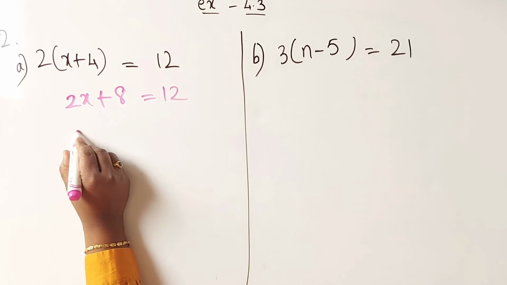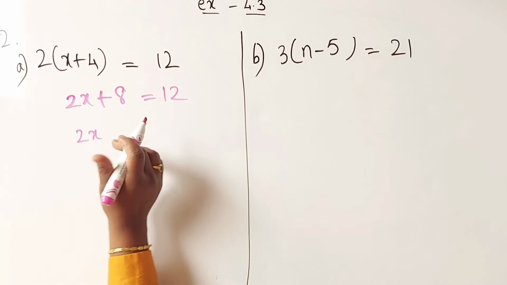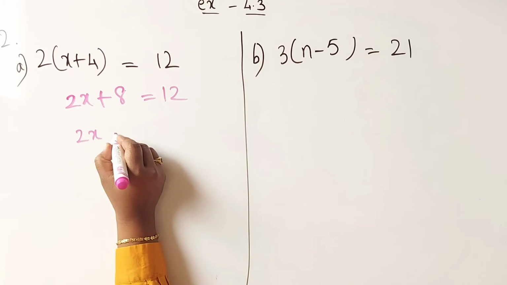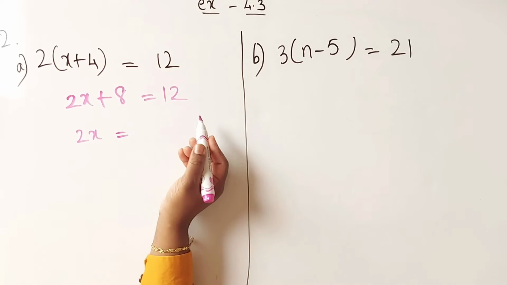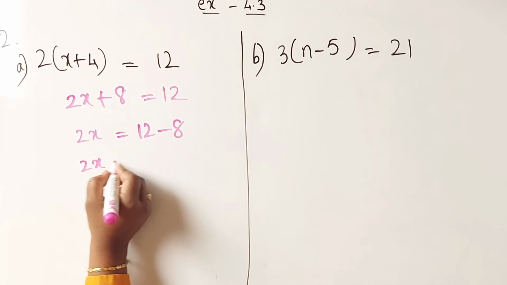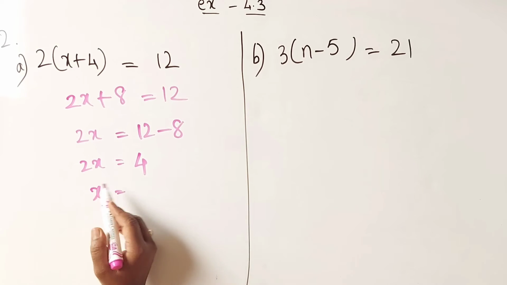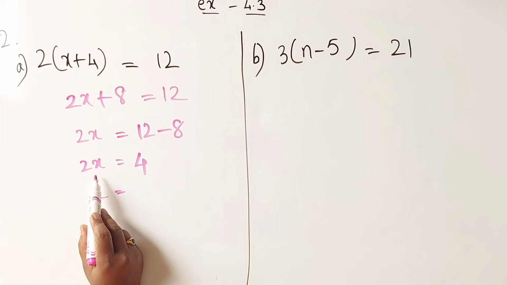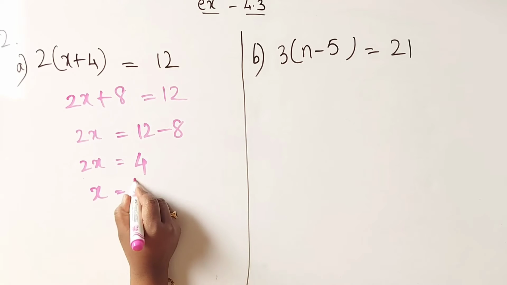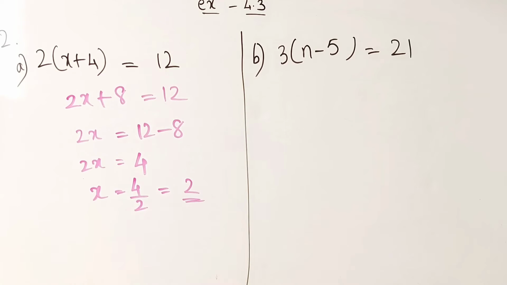Right? Now 2x equal to, because we want x only, so keep 2x here. Now send this 8 to the right hand side. Now positive 8 will go to the right hand side, it means it is negative 8, minus 8. 2x equal to 12 minus 8 is 4. So x equal to, here 2 is multiplying. If you are sending to the right hand side, it will divide. Right, children? 4 by 2 means it is 2.